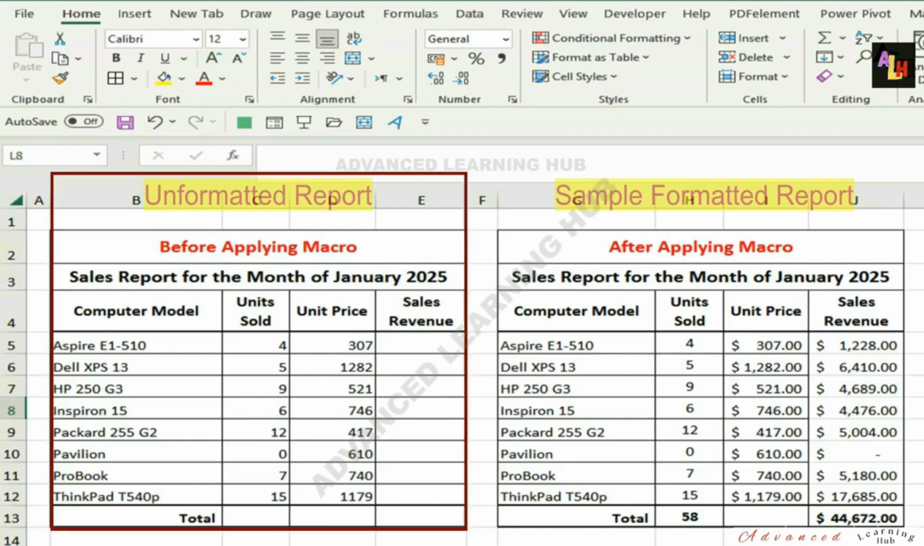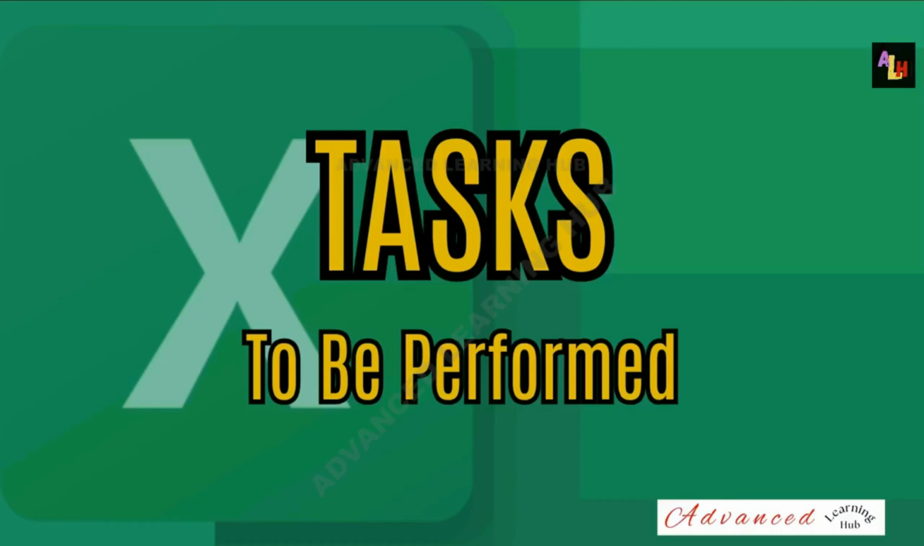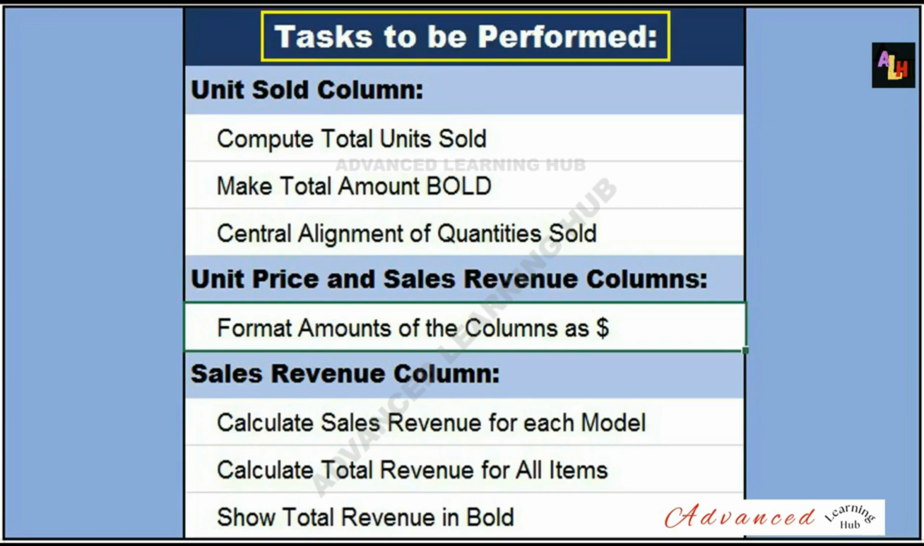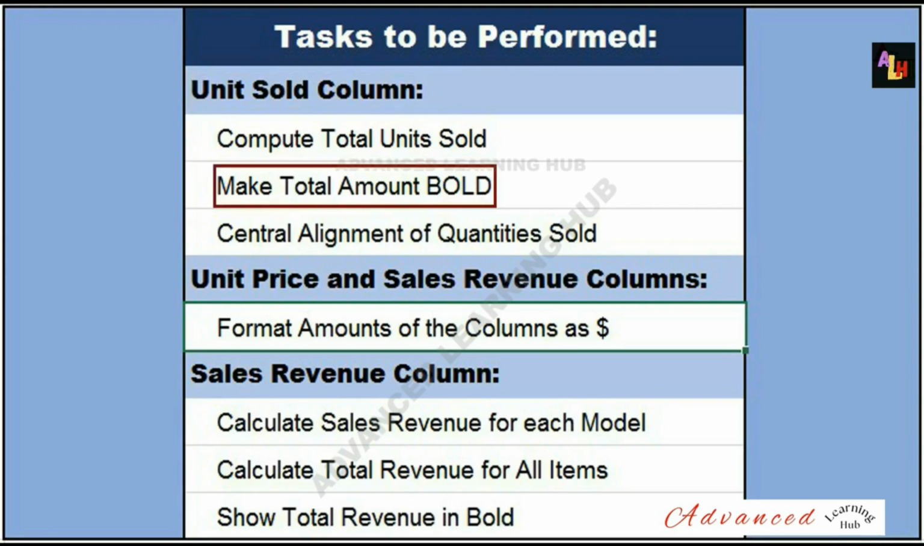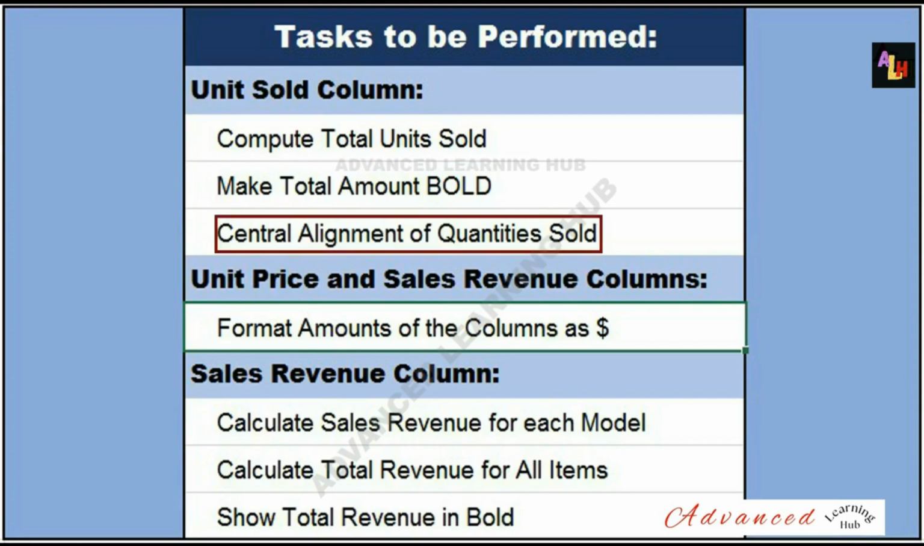On the left side of the window there is an original sales report, which we receive monthly from the sales department. For this illustration, we will name it Unformatted Report. Certain tasks are performed on this report before presenting it to the relevant department. These tasks are to be performed on Unformatted Report. For the Units Sold column, compute total units sold, make the total amount bold, and center-align the quantities sold.